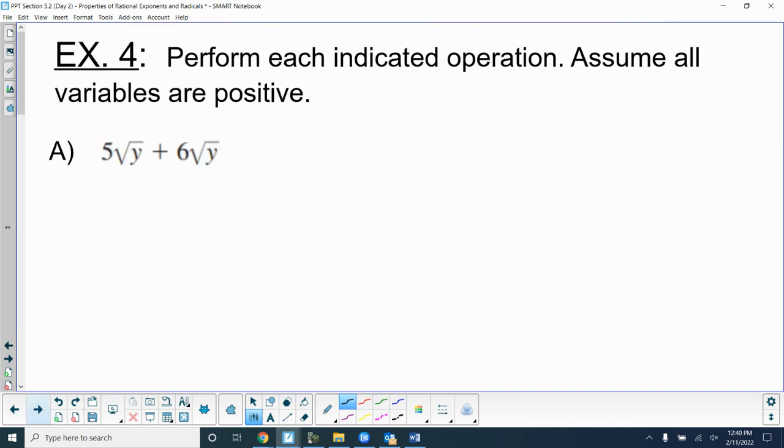Oh. Can I add those? Yeah. So what's that equal? 11 Y square root of y, right? Okay. Jared. Oh my goodness.